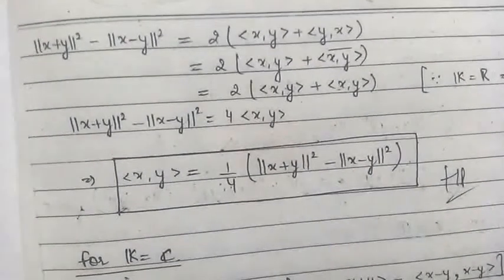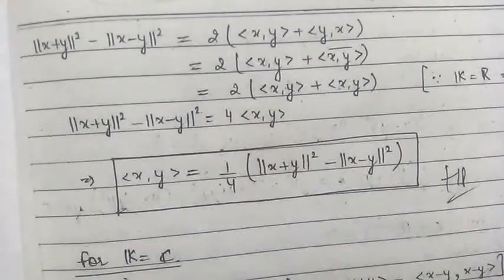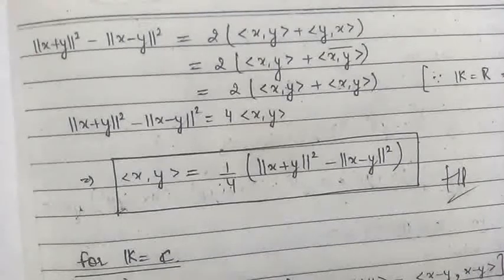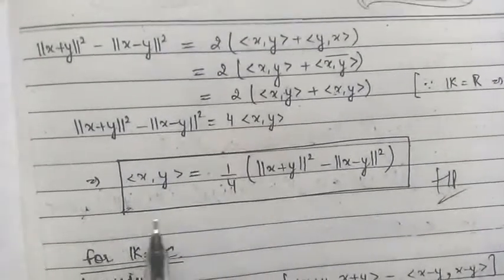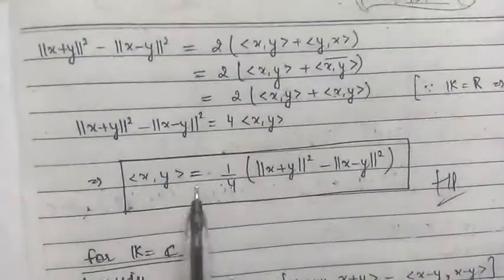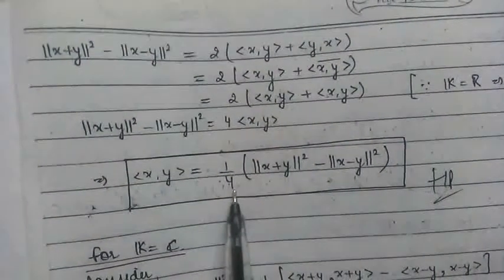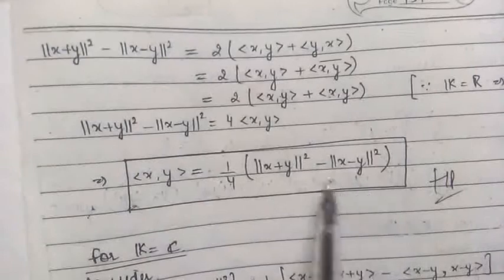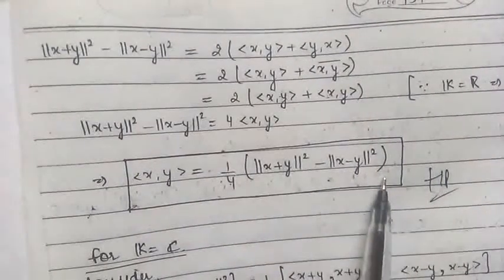So this is the first part of this identity, in which we have proved that if the field is of real numbers, in that case the inner product of x with y is equal to 1 by 4 times the norm of x plus y squared minus the norm of x minus y squared.